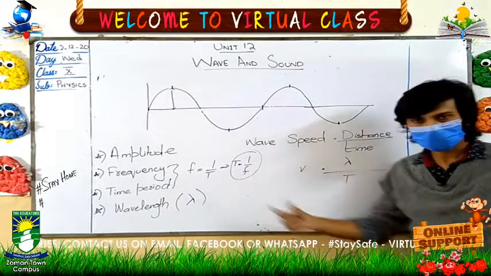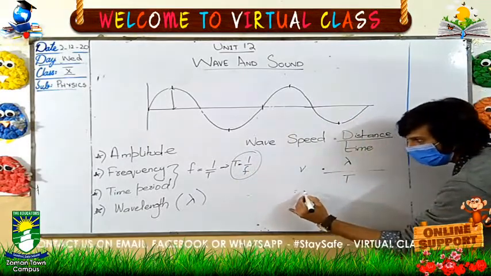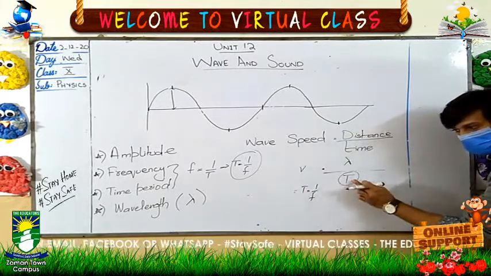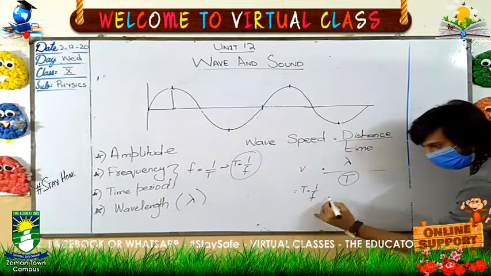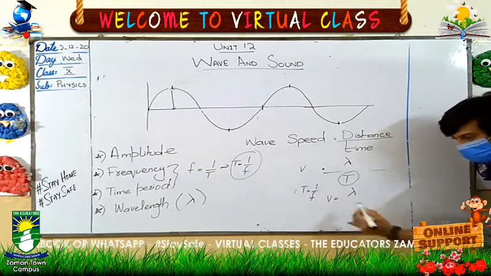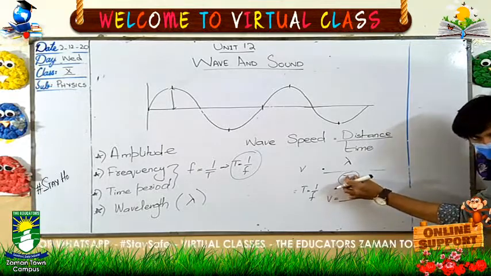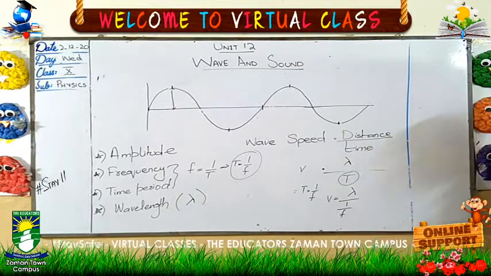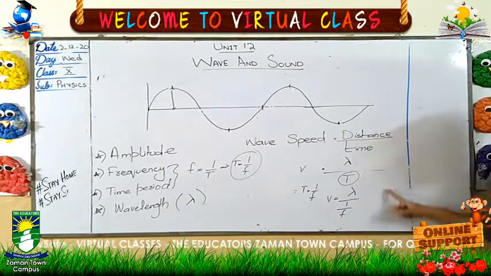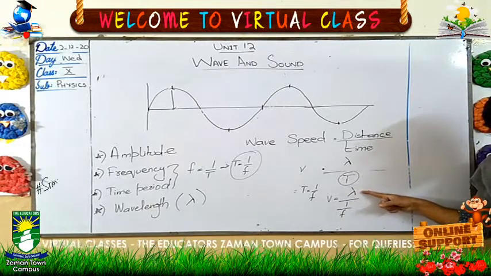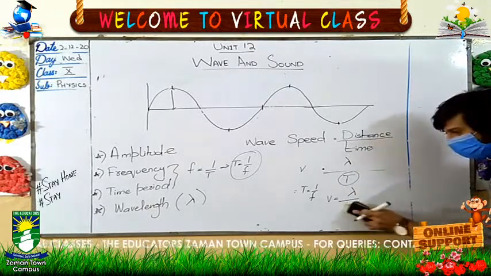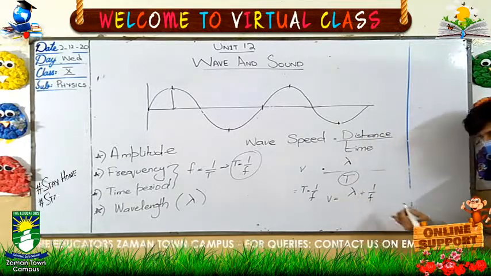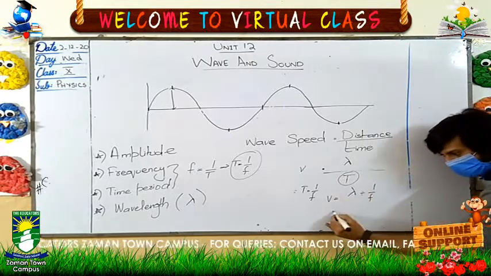So I am using this relation, T is equal to 1 upon F. I am putting the value of T over there: V remains the same, lambda remains the same, but in place of T, I am putting 1 upon F. Here F is dividing. When I shift it to the numerator, what will happen? It will multiply. It will be easier if I write it like this, divided by 1 upon F. I am changing this division sign.